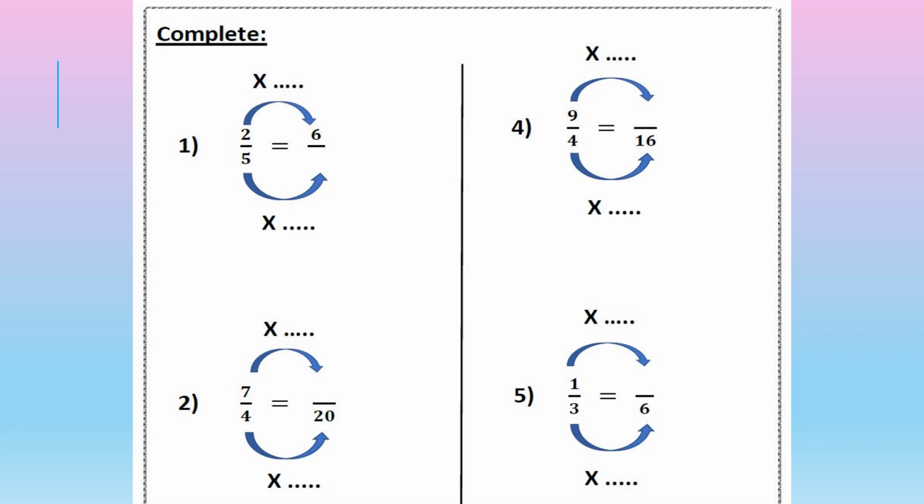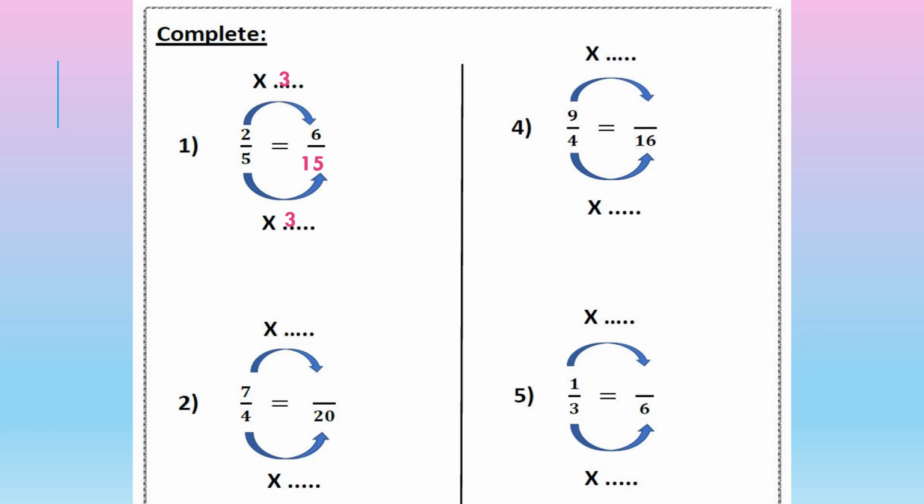Complete. Number 1, 2/5 equals 6 over what? We said that to find the equivalent fraction, we multiply the numerator and denominator by the same number. So ask yourself, 2 times what equals 6? Yeah, great. 2 times 3. So I will multiply the denominator by 3. 5 times 3 equals 15.